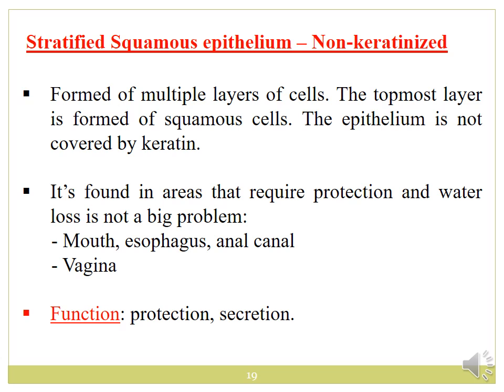Okay? So where do you find this type of epithelium? It's found in the mouth, in the esophagus, and the anal canal. It's also found in the vagina. In all these areas, we require great protection. However, water loss is not a big problem because in the mouth, the esophagus, and anal canal, any water secreted is eventually reabsorbed. So it is not a very big problem.